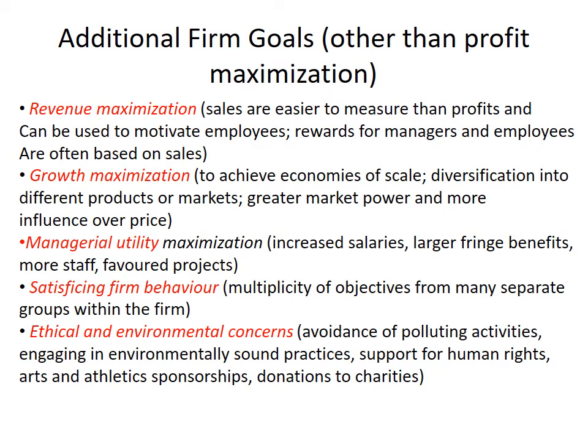So there are additional firm goals other than profit maximization that we need to realize can occur. It's not always profit maximization, which is the only goal. There could be revenue maximization, and in particular when we get to monopolies, we're going to look at what it looks like diagrammatically if a firm is maximizing profit versus maximizing revenue. So sales are easier to measure than profits and can be used to motivate employees. Rewards for managers and employees are often based on sales.